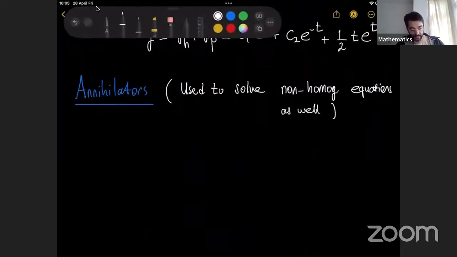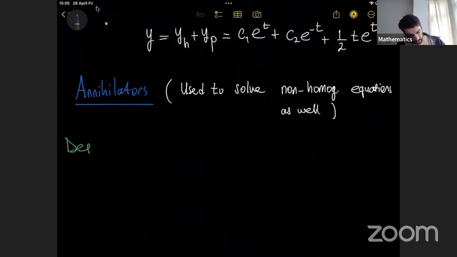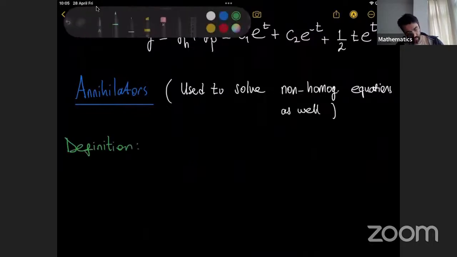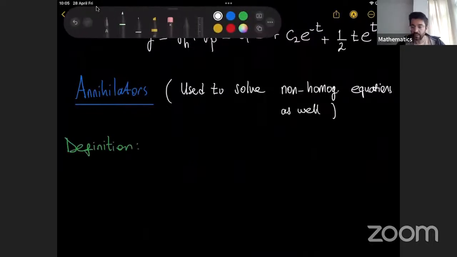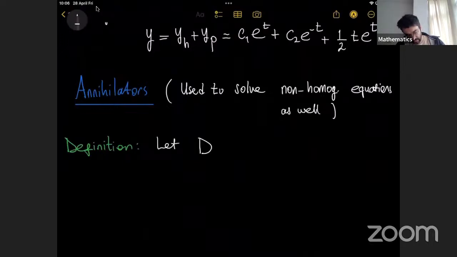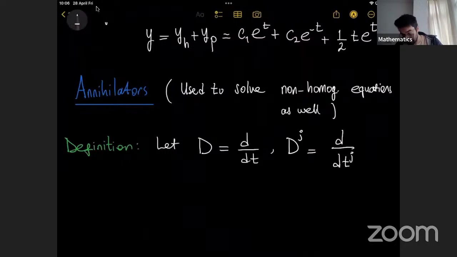Well, let's define some operators here. Definition. We will denote the derivative by capital D. So let's say D is the derivative with respect to t. Okay, so instead of d dt, we will say D for short. And by D to the j, we mean derivative of order j, okay, D^j.